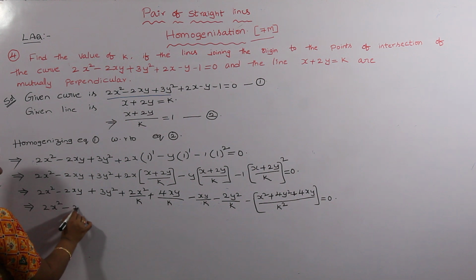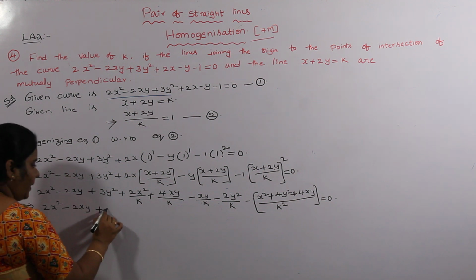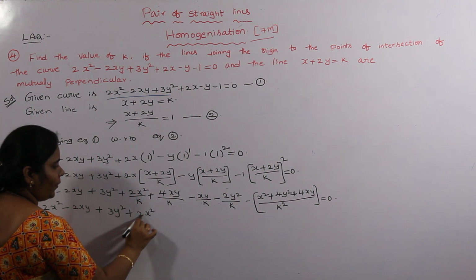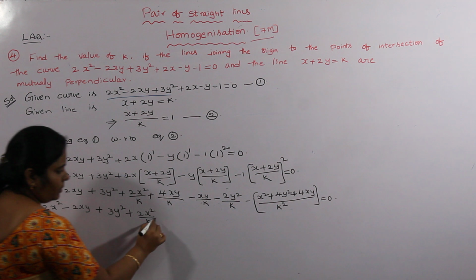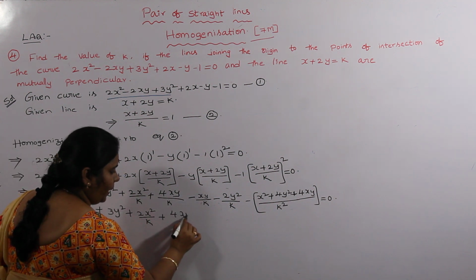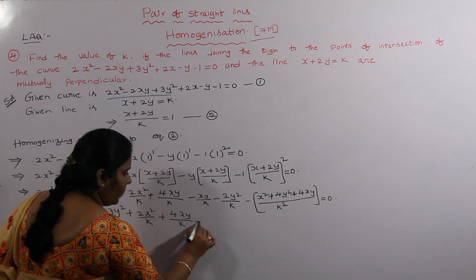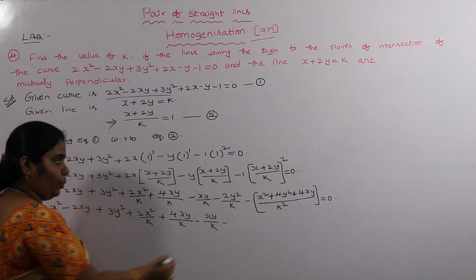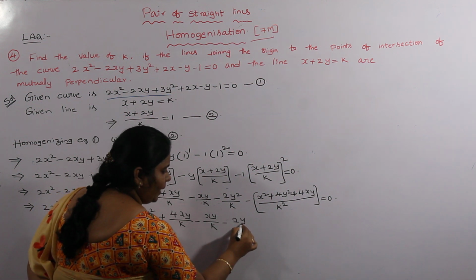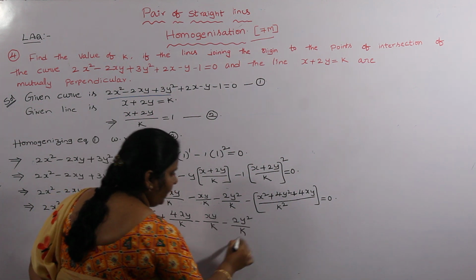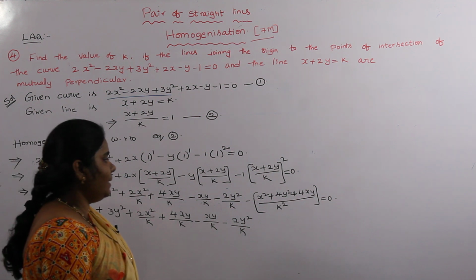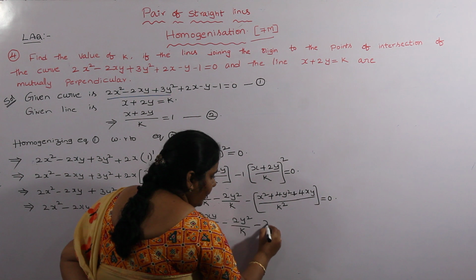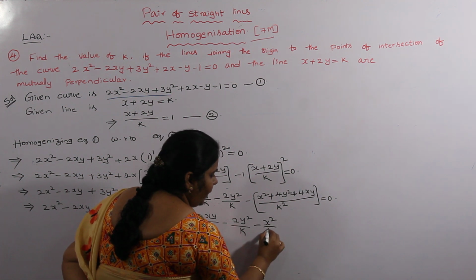2x² − 2xy + 3y² + 2x²/k + 4xy/k − xy/k − 2y²/k. Up to this is taken as is directly, and this minus is transferred inside. That is minus x²/k² in the denominator.